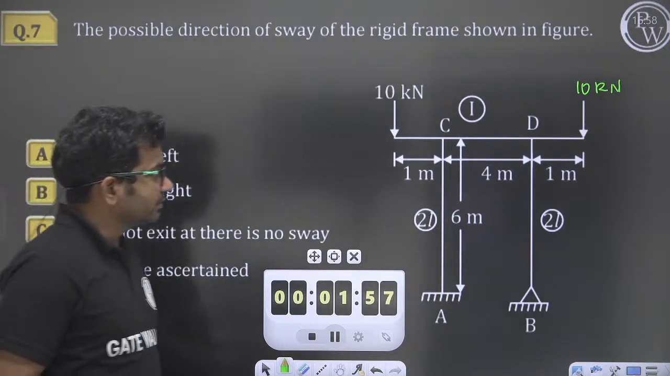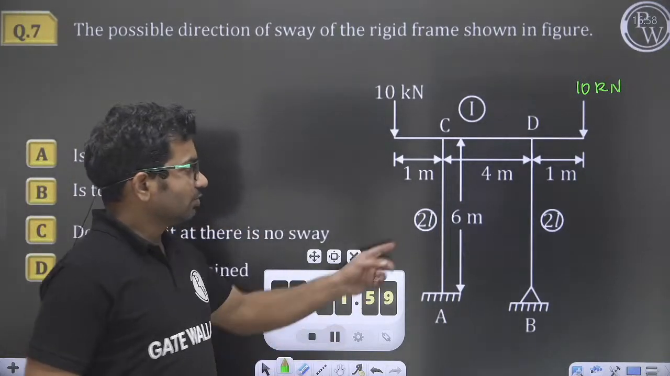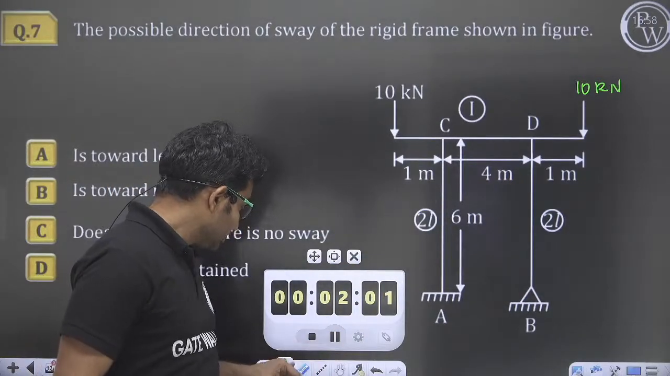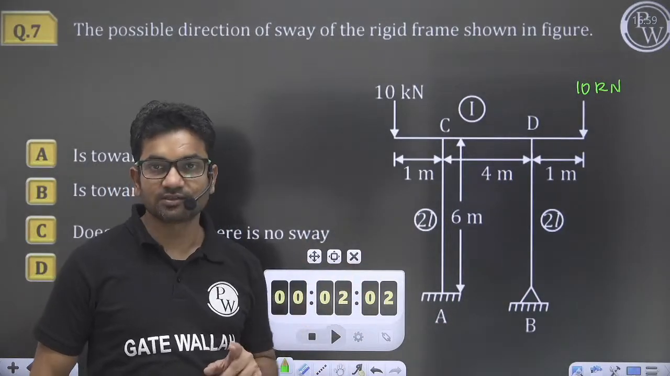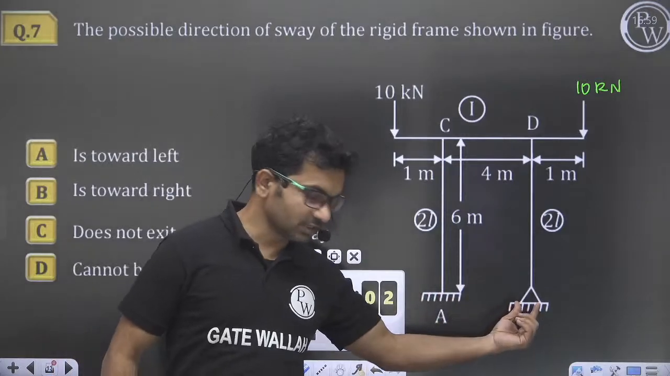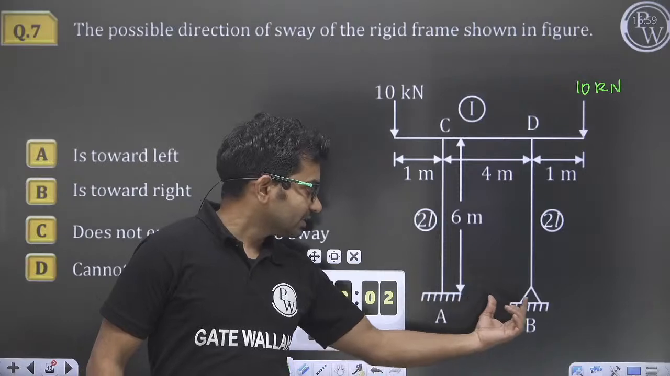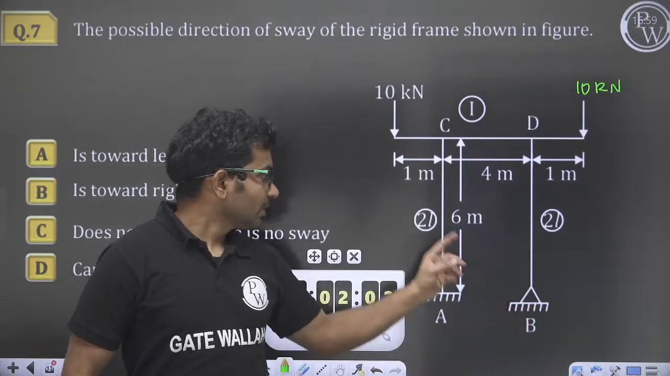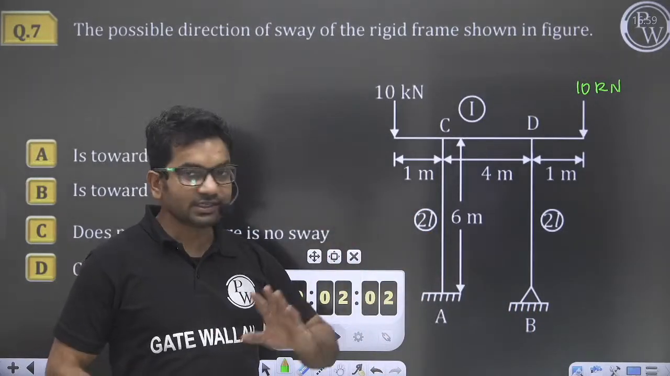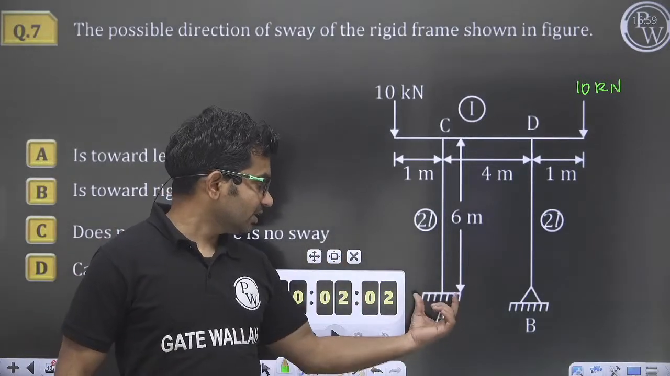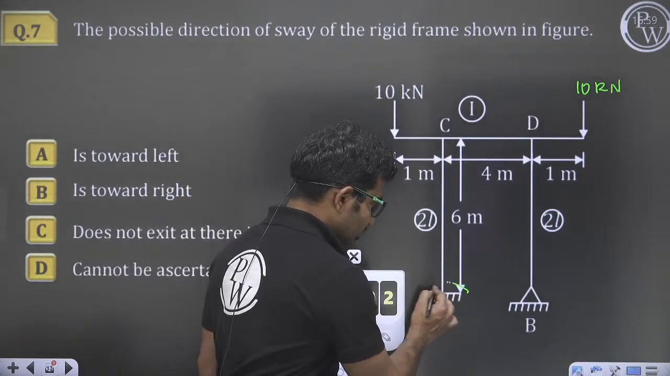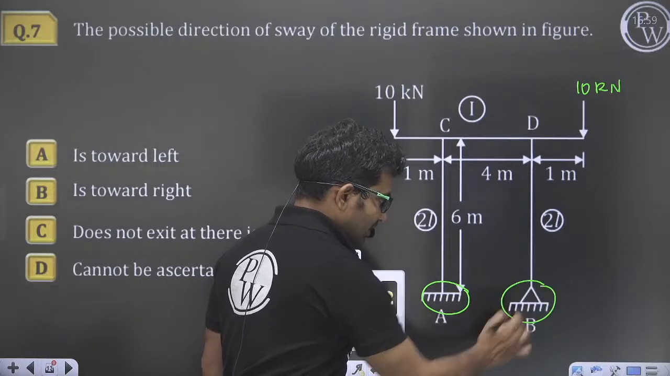Okay, so let us solve this. See, the loading is symmetrical and the structure looks like it is symmetrical, but this structure is not symmetrical. If you look at the loading and the support conditions, this is fixed support and this is hinge support. Everything else is symmetrical except for this support condition. So this is fixed support and this is hinge support.